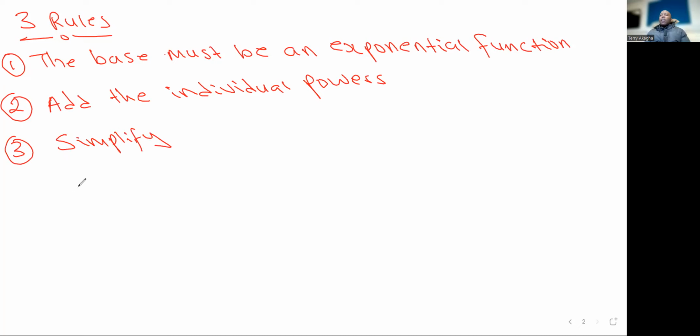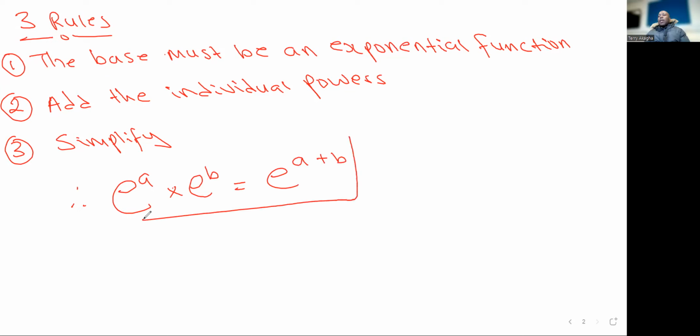So what I'm saying is that if, for instance, we have exponential a multiplied by exponential b, it is going to be equal to exponential, and you can see that both of them have the exponential function base. Then you add the powers together, and that will give you a plus b, and that will be the answer. So if you're multiplying two exponential functions, you just add the powers together.